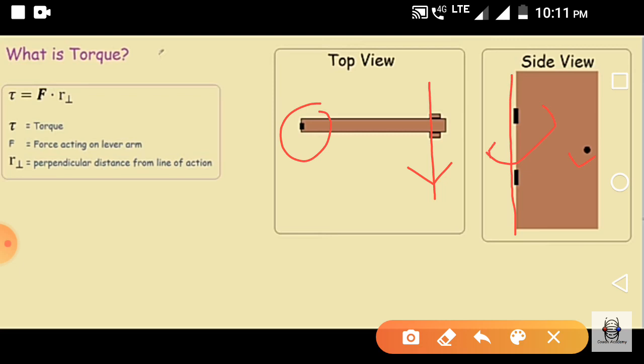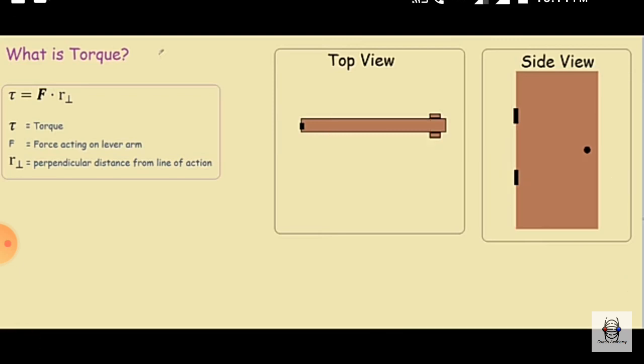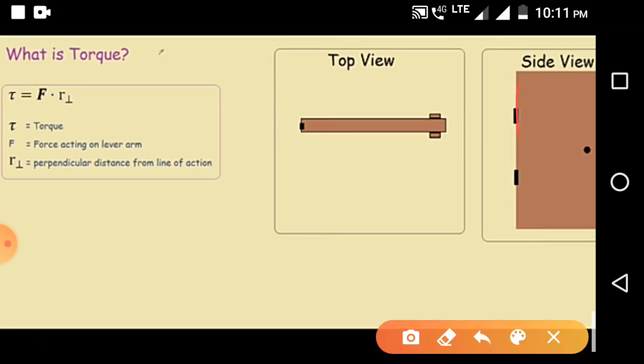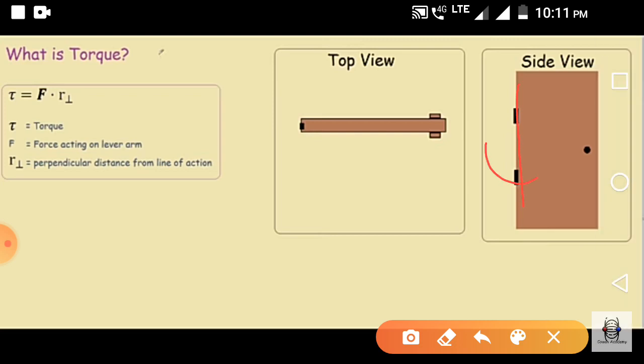That is what we say, this is the clockwise rotation or clockwise movement. Or maybe suppose the door is closed like this. That means this is the anti-clockwise rotation or anti-clockwise movement. Now that means the door rotates about this axis. So from the top view you can consider that this one is the pivot.